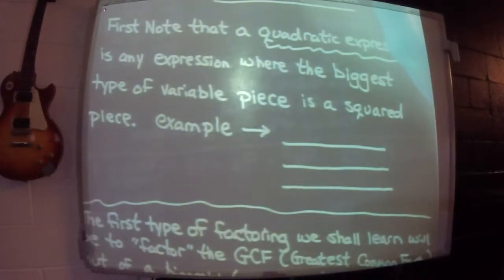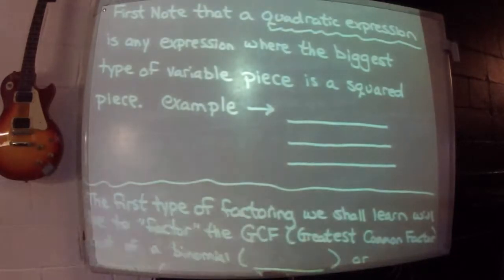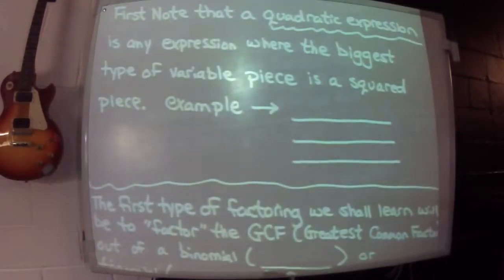The biggest type of variable piece is a squared piece. That's right. If you look at it, the biggest type of piece is a squared piece. So here's what that means.